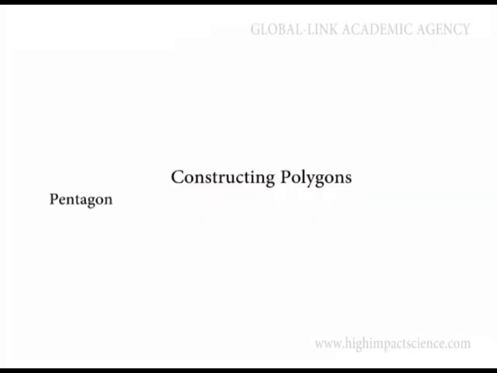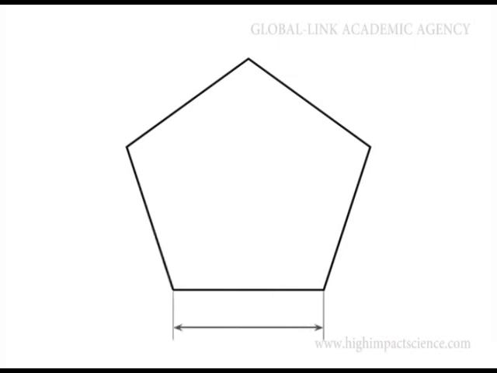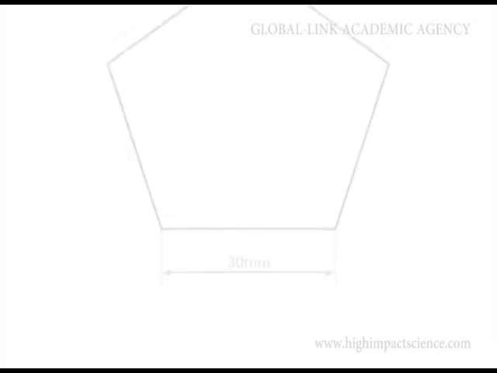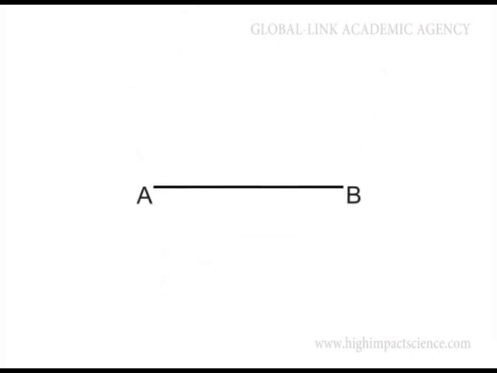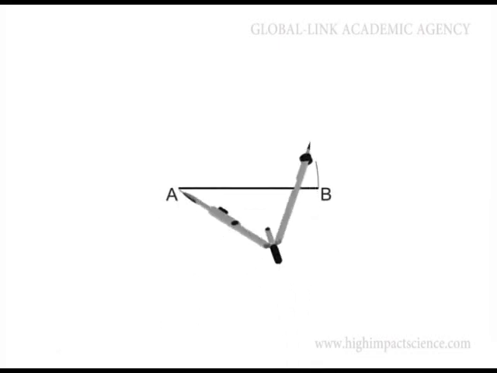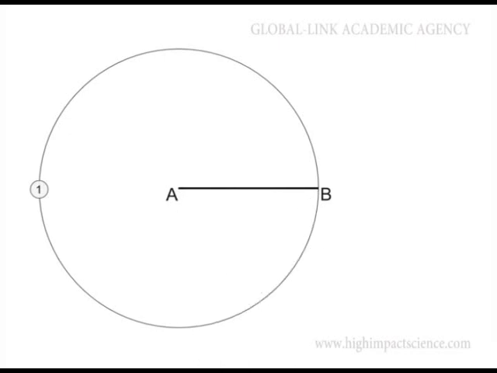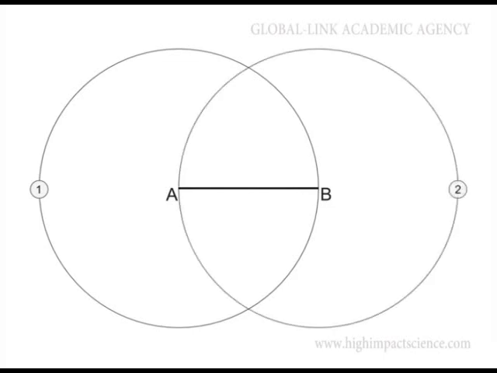Let's try a pentagon. Let's do a regular one with sides 3 centimeters. First, draw a line AB 3 centimeters. Draw a circle with center at A and radius AB. Draw a second circle with center at B and radius AB. The circles meet at C and D. Draw an arc with center C and radius AB. The arc cuts circle 1 and 2 at E and F respectively.